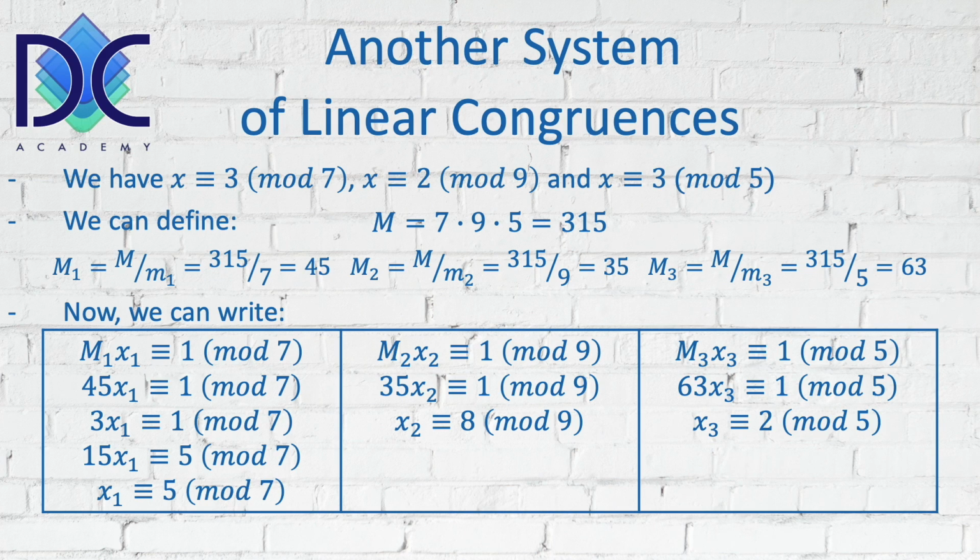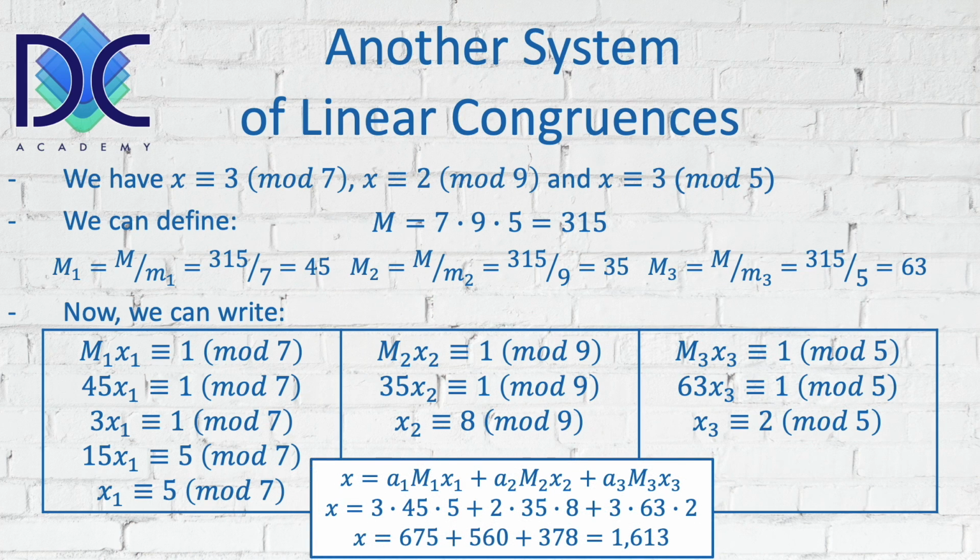Now we have all the elements for the solution, and I can say x is equal to that linear combination. So we can say that x is 3 times 45 times 5 plus 2 times 35 times 8 plus 3 times 63 times 2, which gives us a total of x is equal to 675 plus 560 plus 378 is 1613, and the final solution is 1613 is congruent 38 modulus 315.